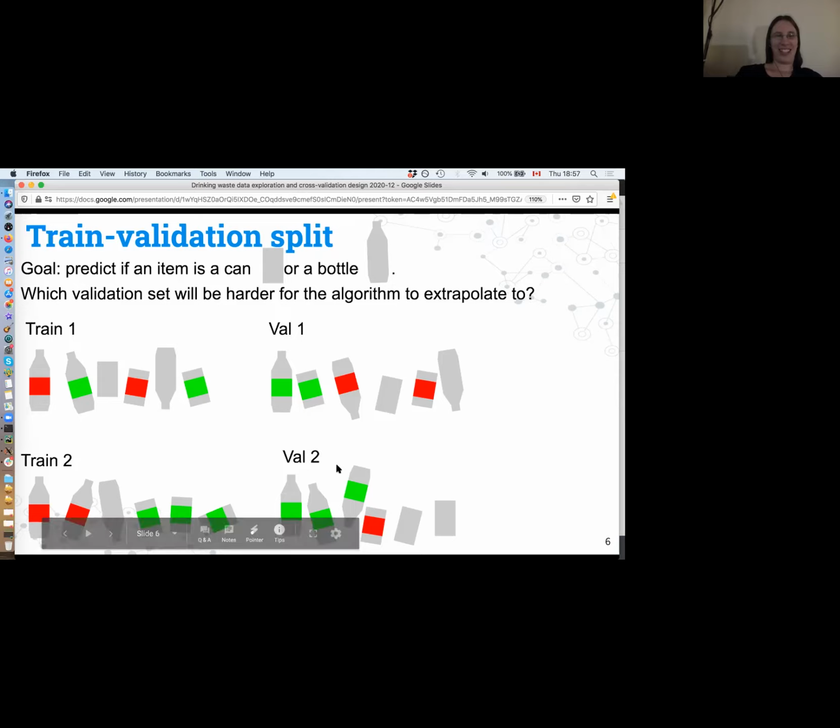Does anybody have any thoughts? 1 is more similar, and 2 is more dissimilar. Yeah. So 2 might turn out to be a better model. Yeah, that's exactly the point.